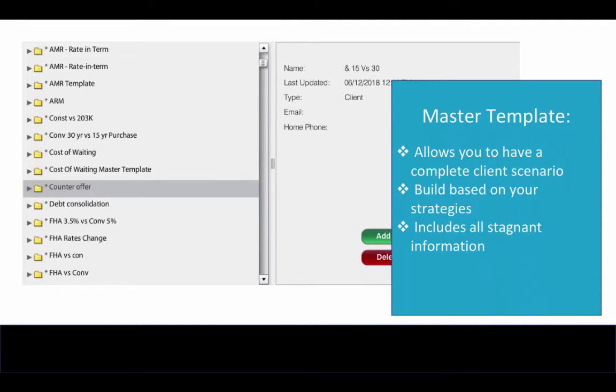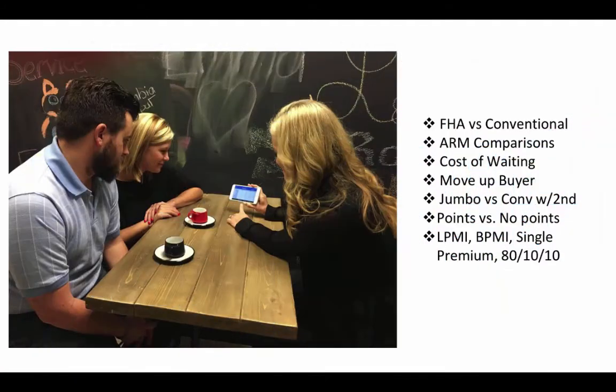Some examples of these strategies that you can do this with is an FHA versus conventional, ARM comparison, cost of waiting, move-up buyer analysis, jumbo versus conventional with a second, points versus no points, and if you like to explain that MI factor to your clients, this is another great one to build a master template on.